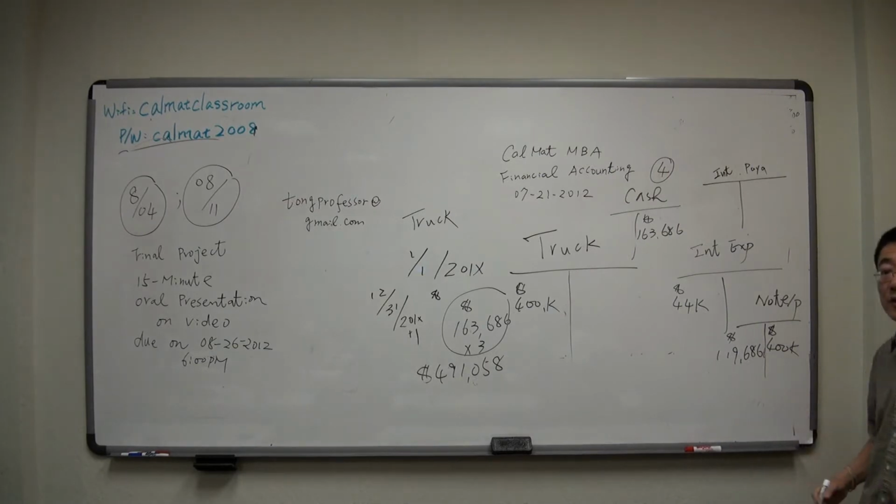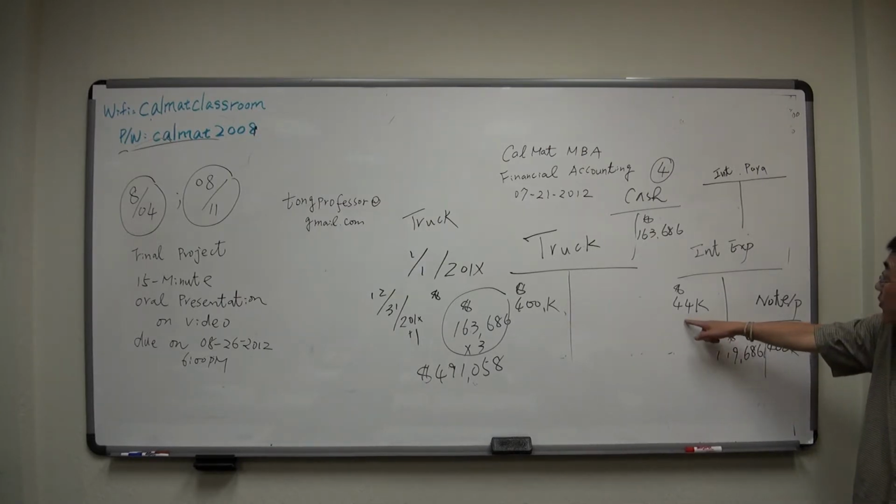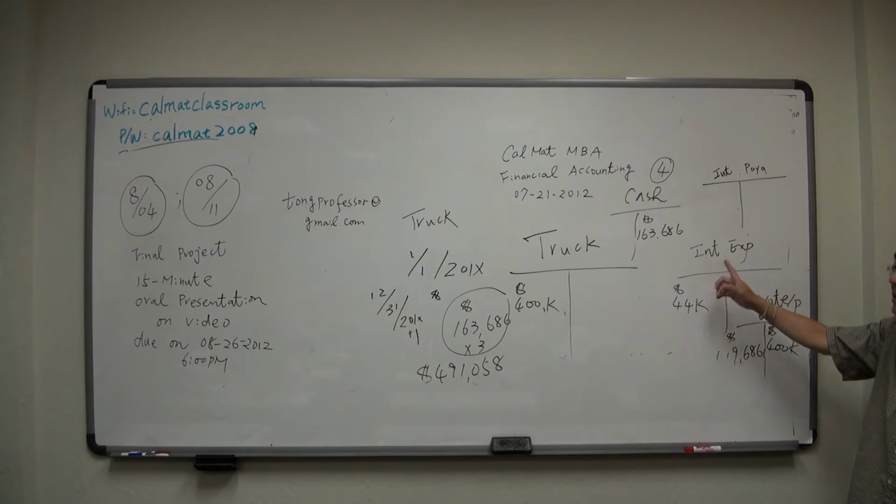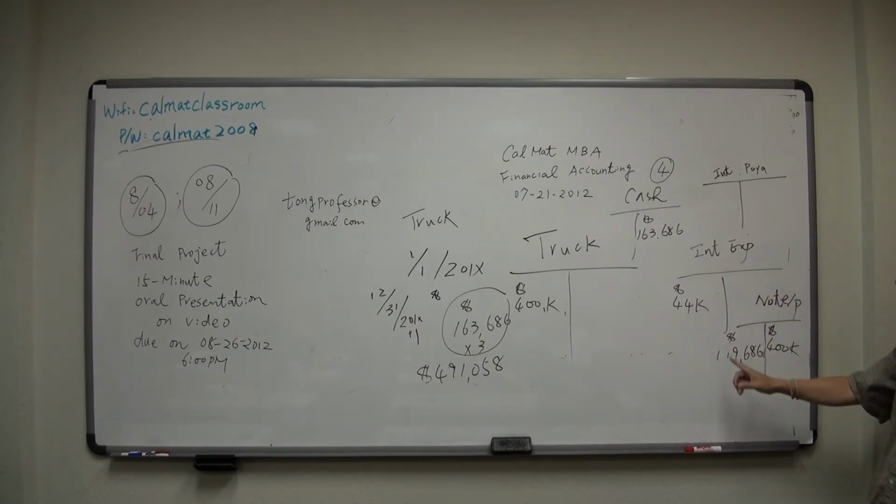Let me pause for a few seconds. So at this moment, it's okay? This number plus 44,000 equals 163,686. So we have cash, credit side 163,686. On the debit side, we have 44,000 as interest expense and 119,686 as note payable. So far so good, right? So far okay? For the second year, same thing.